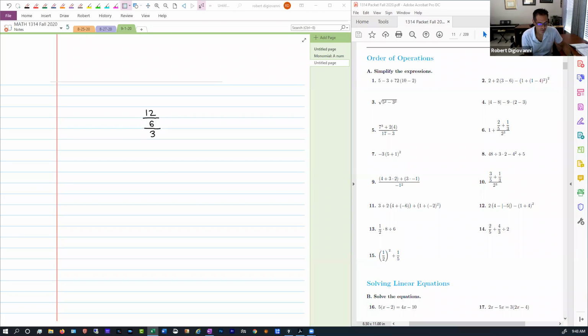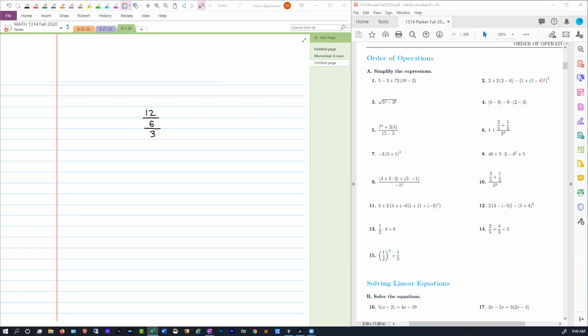So Emily, do you have an idea of what you think this might be? No, I have no idea. Okay, so did you try doing anything? Just pick something to do and tell me what you're going to do. Well, when I first looked at it, I thought of just going in order, like 12 divided by 6.